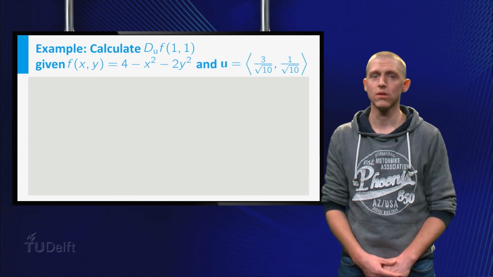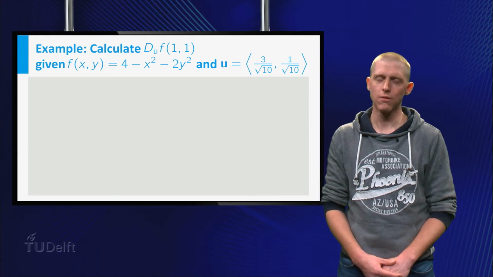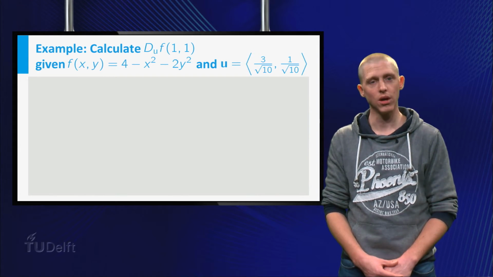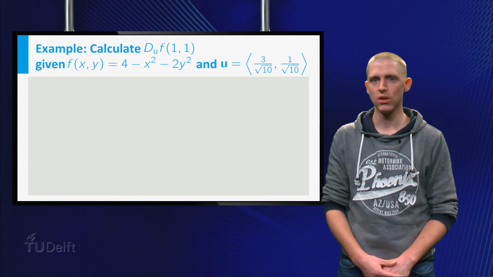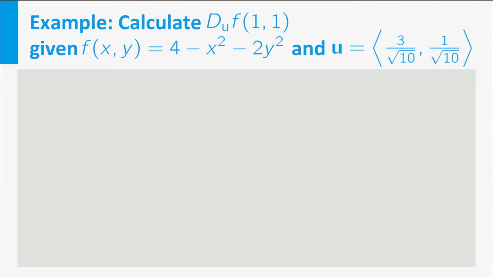Let's calculate the directional derivative at (1, 1) of f of x and y equal to 3 minus x squared minus 2y squared in the direction u given by (3 over square root 10, 1 over square root 10). Notice that u is a unit vector. First, you calculate the function value at (1, 1). This gives f(1, 1) equal to 1.